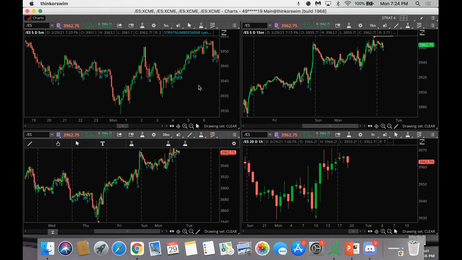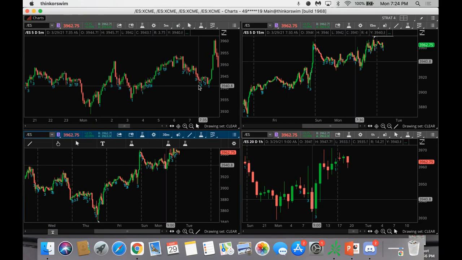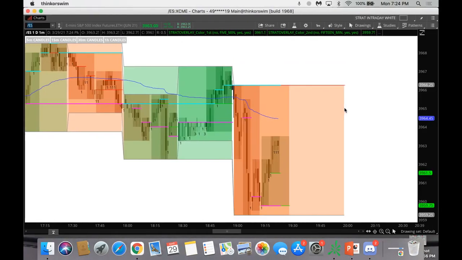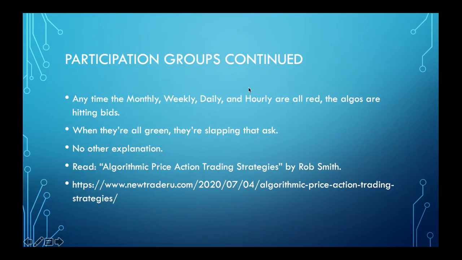And so with these flex grids, once you've got these flex grids up, then you can tell. Anytime the monthly, weekly, daily, hourly are all red, the algos are hitting the bid.